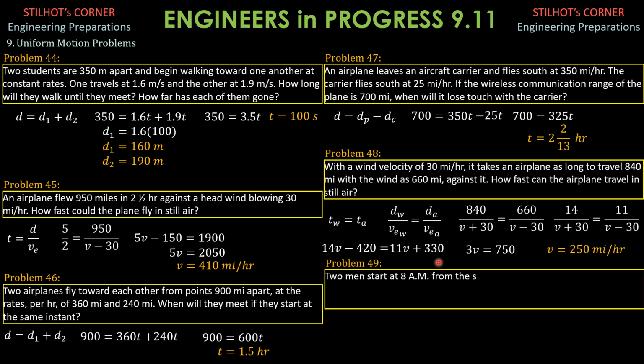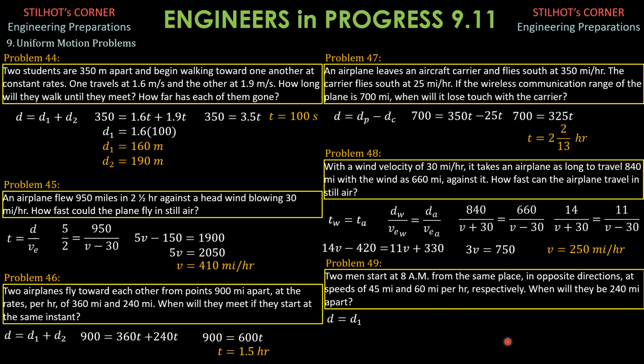Problem 49. Two men start at 8 a.m. from the same place in opposite directions at speeds of 45 miles and 60 miles per hour, respectively. When will they be 240 miles apart? So it is the same as in the preceding problems here, like this one.